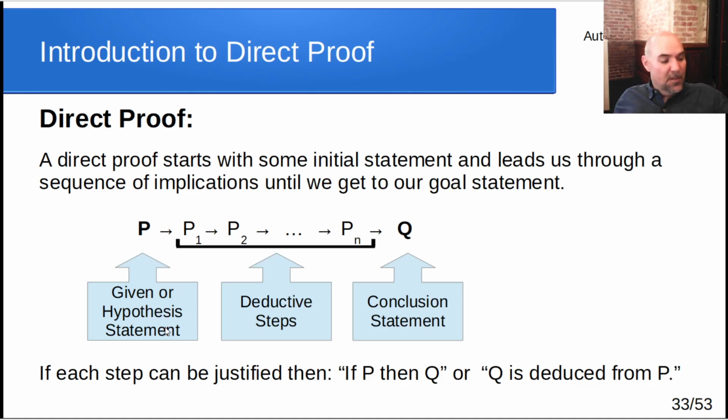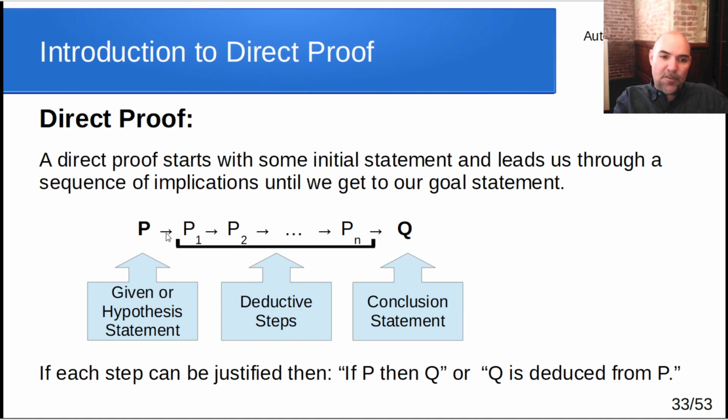All right, so the general concept of direct proof works like this. We start with some initial statement, and then that initial statement leads us to some first kind of implication, which leads us to another implication, and so forth, all the way up until we get to our goal statement, which is the thing we're trying to prove. So in this case, to abstract that, we have P as our hypothesis, which you could say H here. And over here, we have Q as our conclusion, which you could put a C. So from hypothesis to conclusion, and we go through some sequence of these deductive steps.